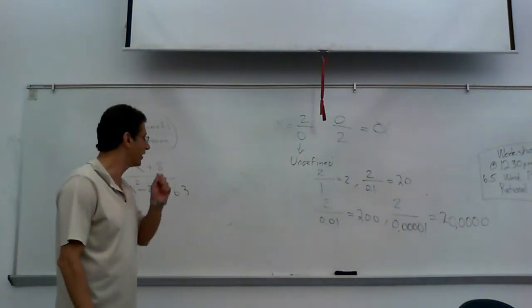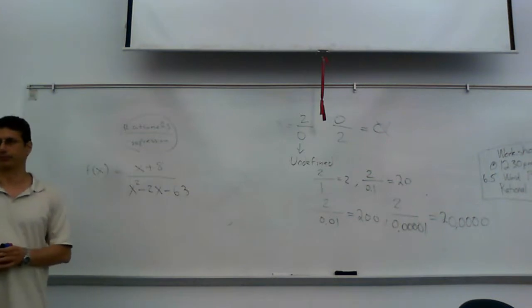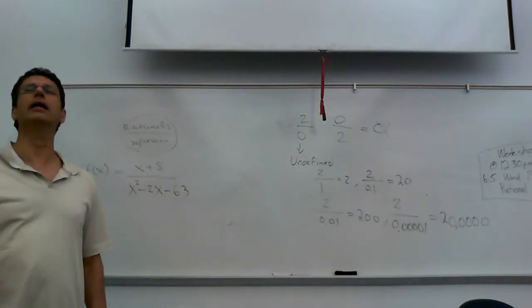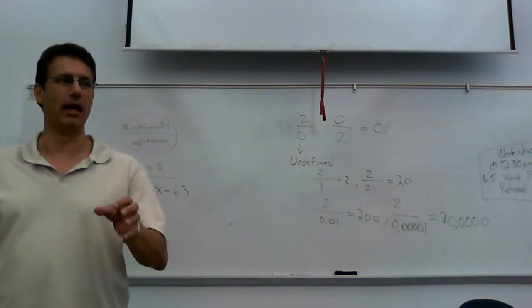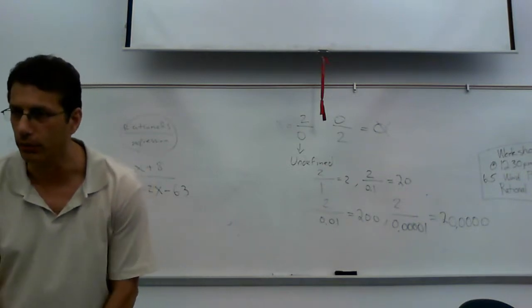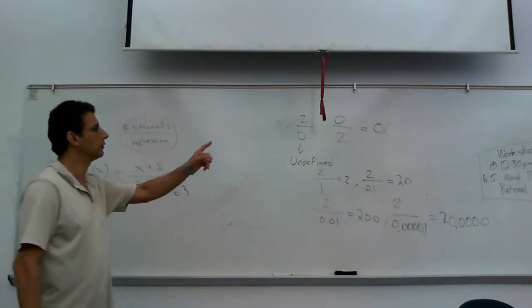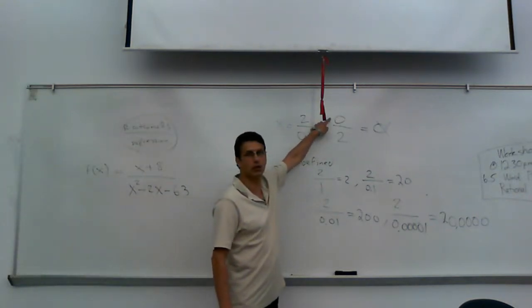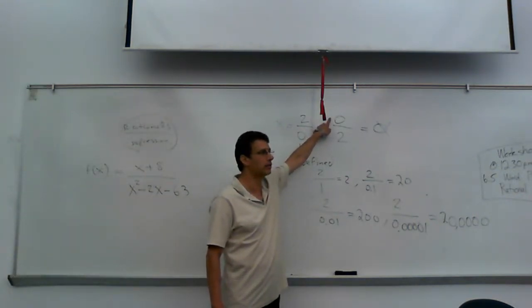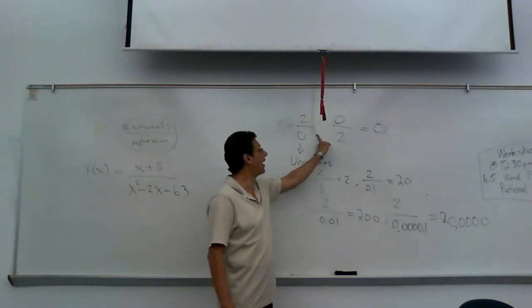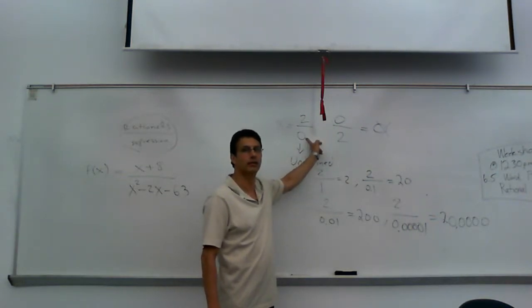Now, let's look at this one. When you're looking at a fraction, an expression involving a variable, a fraction is 0 if the top is 0. A fraction is 0 when the top is 0. Does that make sense? A fraction is undefined if the bottom is 0.